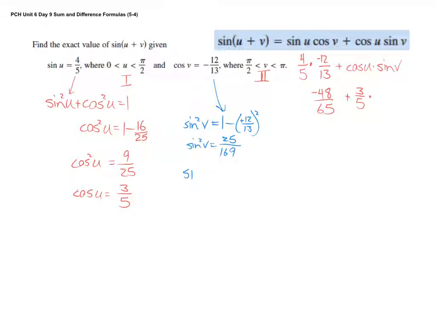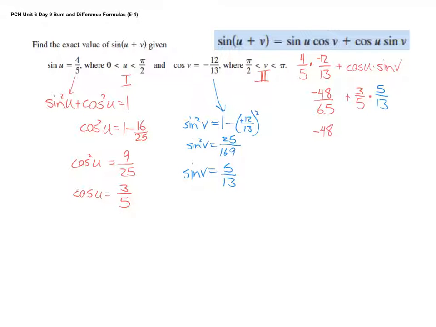And sine of v then equals what? 5/13. Very good. Is it positive or negative? Negative? Positive? Why is it positive? Oh no, it's negative. Why? It's in the second quadrant, so sine has to be positive. Second quadrant, sine has to be positive. So now we plug in that 5/13 for sine of v.